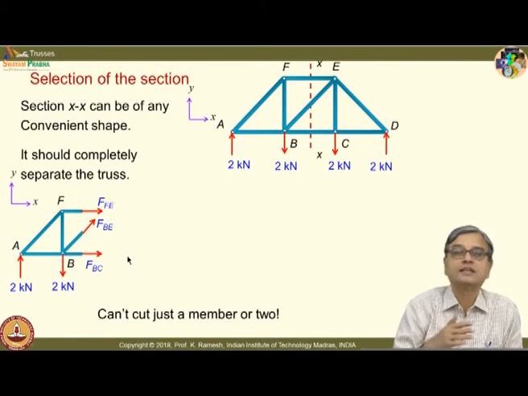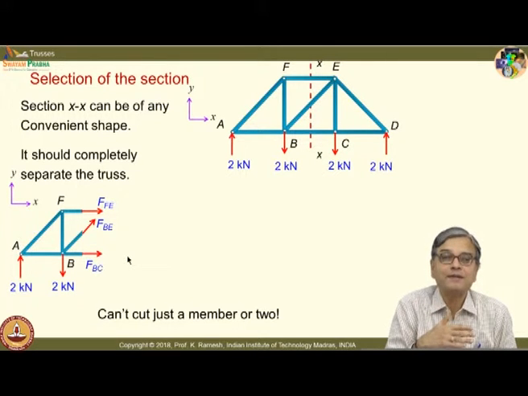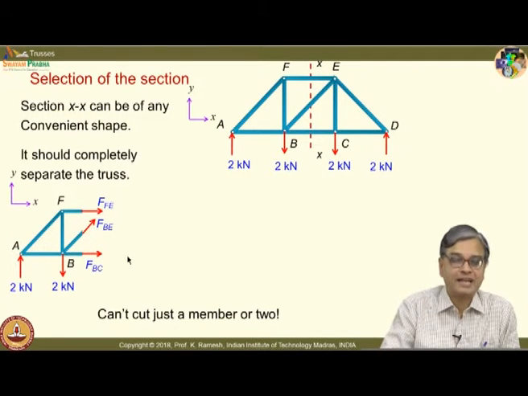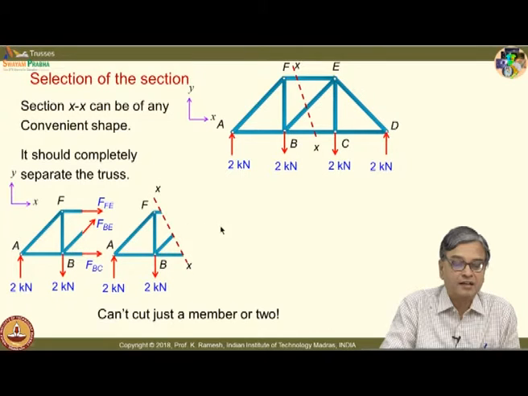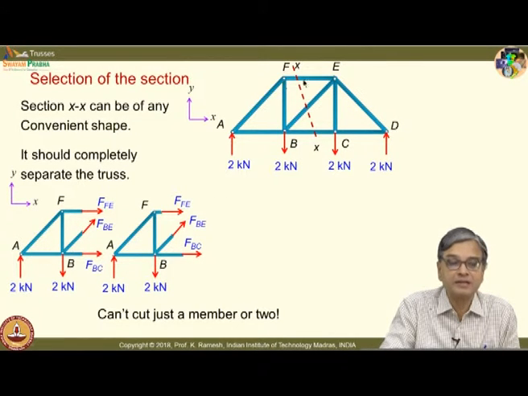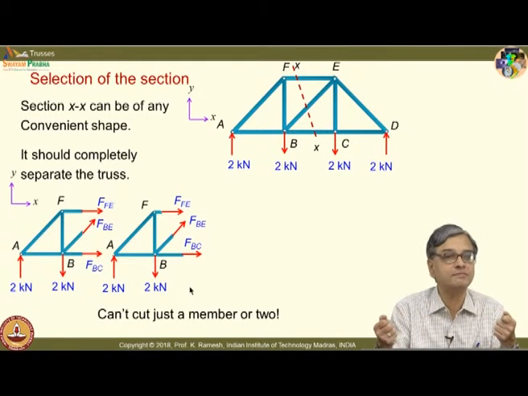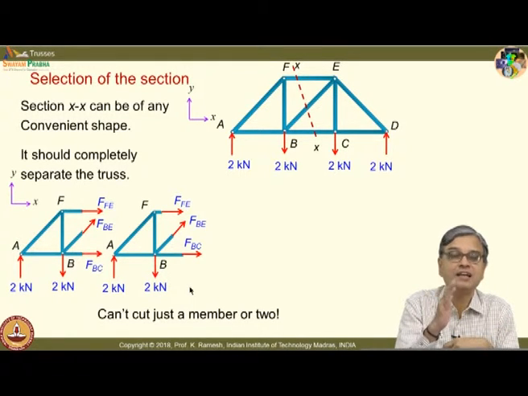Now, the question is, you have to come out of the mental block. How do I make a cut? It need not be a vertical line, it can be an inclined line. Here again I indicate the force as FFE, FBE, FBC and so on. Wherever I cut the member, the internal force remains same, because I have considered this as a two force member. No matter where I cut, the internal force remains same.